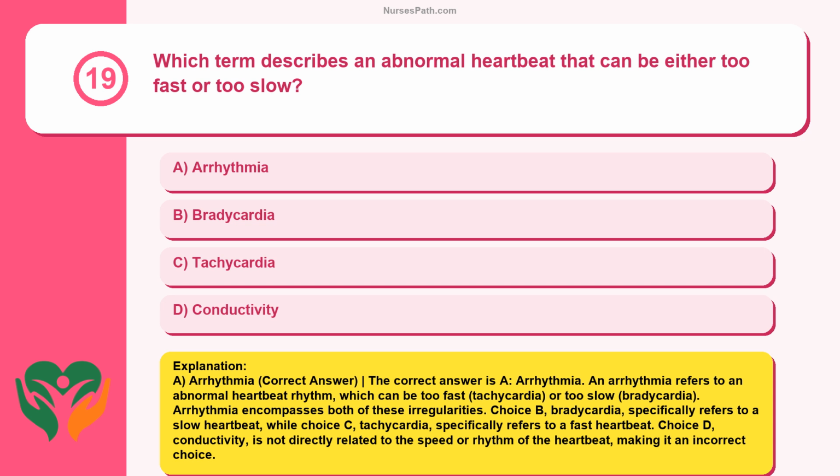Arrhythmia. An arrhythmia refers to an abnormal heartbeat rhythm, which can be too fast, tachycardia, or too slow, bradycardia. Arrhythmia encompasses both of these irregularities. Choice B, bradycardia, specifically refers to a slow heartbeat, while choice C, tachycardia, specifically refers to a fast heartbeat. Choice D, conductivity, is not directly related to the speed or rhythm of the heartbeat, making it an incorrect choice.